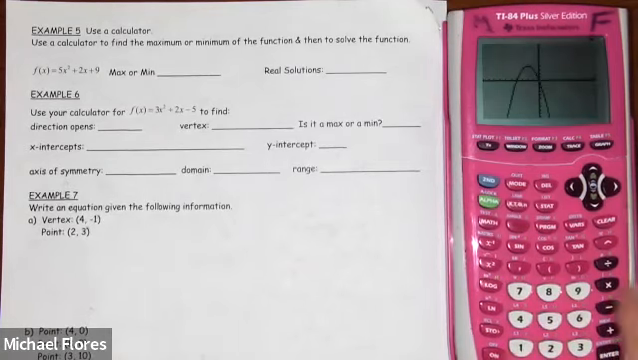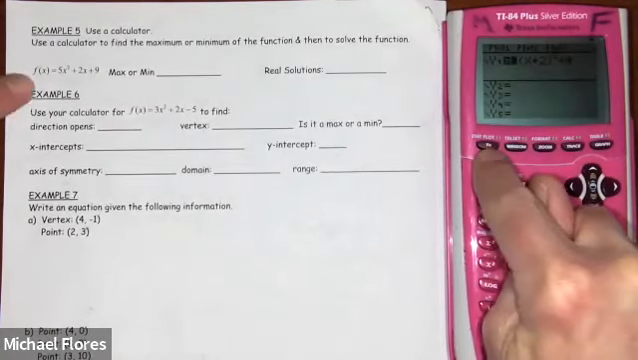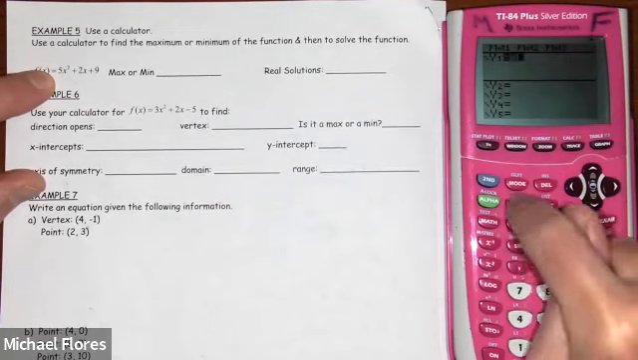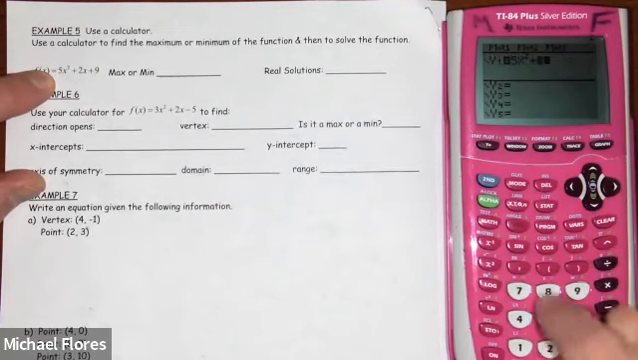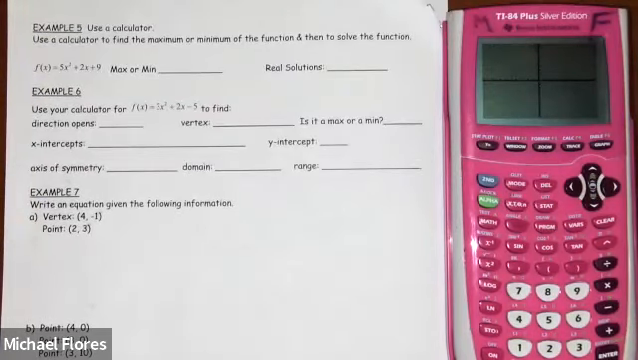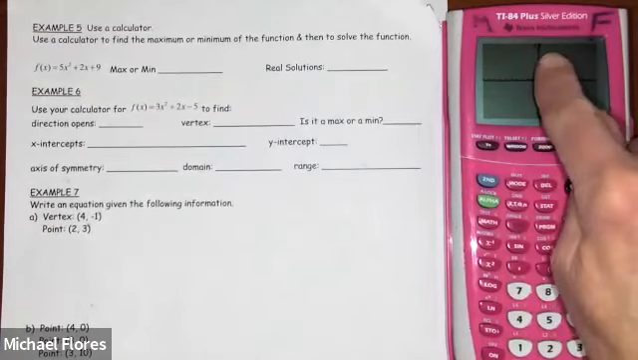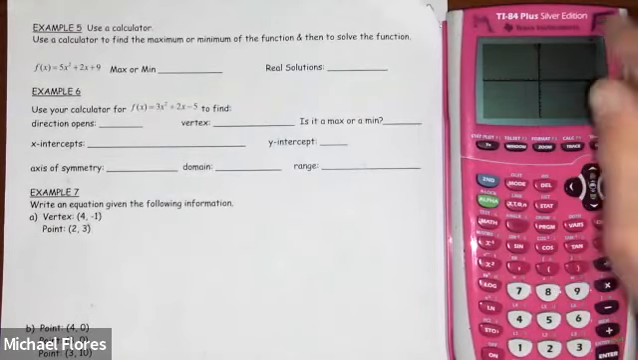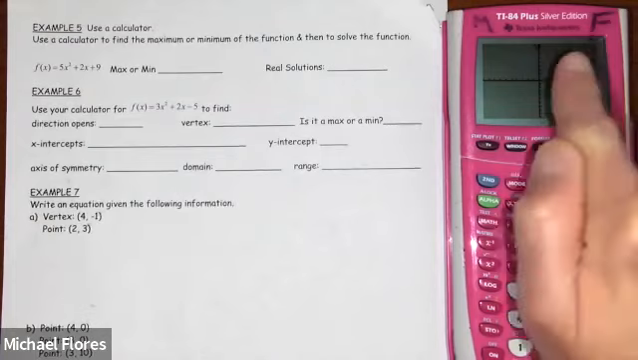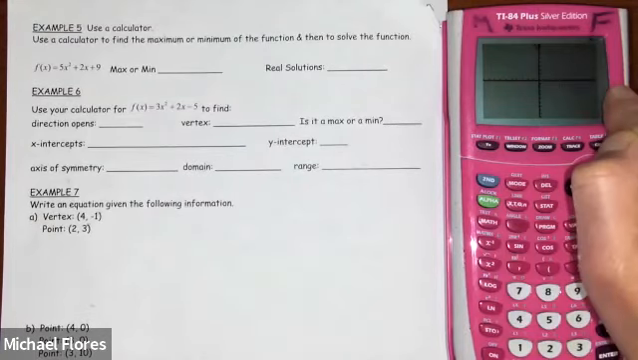So let's go to y equals, clear out any previous data, and then let's begin putting in this function here. Let's graph it. Okay, now that's kind of hard to see. We can see that the function is opening up there. So we need to adjust our window. This window is scaled positive 10 and negative 10 on the y-axis, negative 10 and positive 10 on the x-axis.